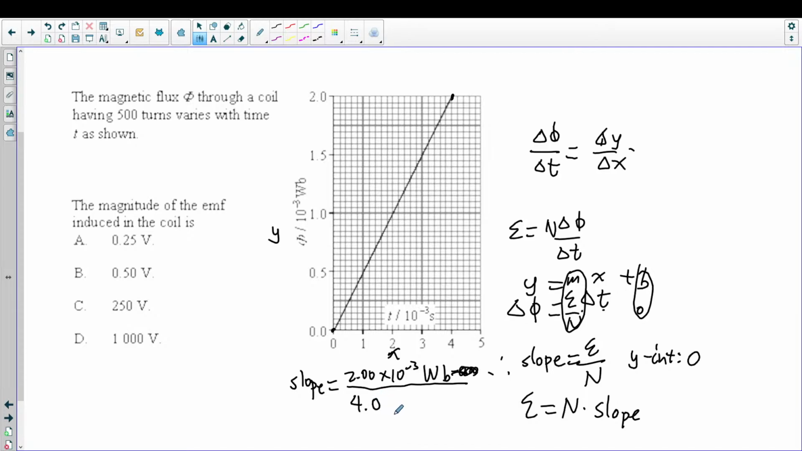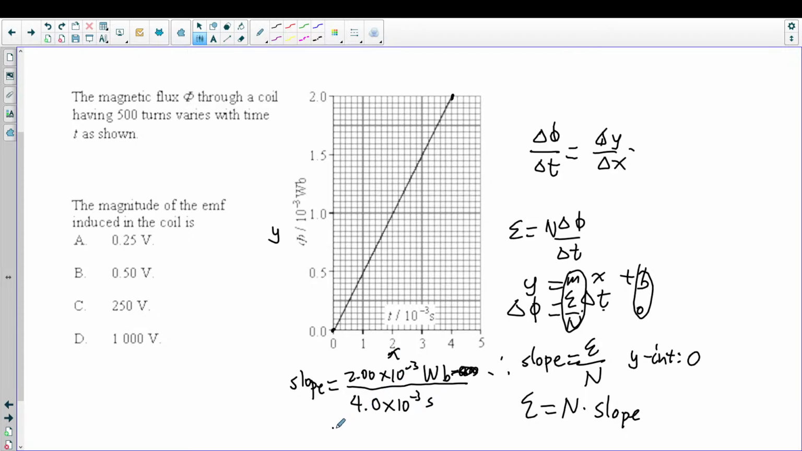4.0, we cannot be certain, so we have to estimate the uncertainty. Counting 1, 2, 3, 4, 5, it's somewhere between 4.0 and 4.2. So 4.0 is a good estimate, times 10 to the negative 3 seconds.